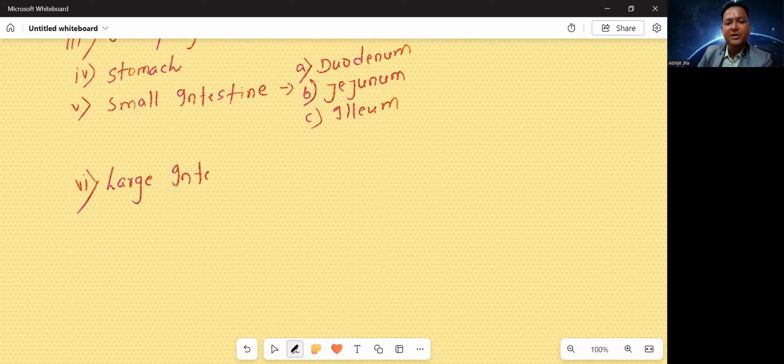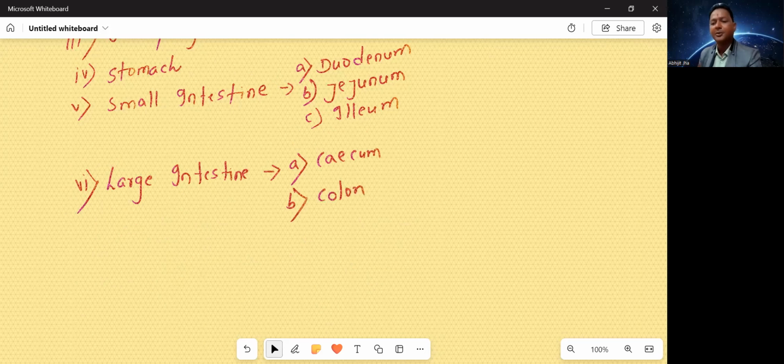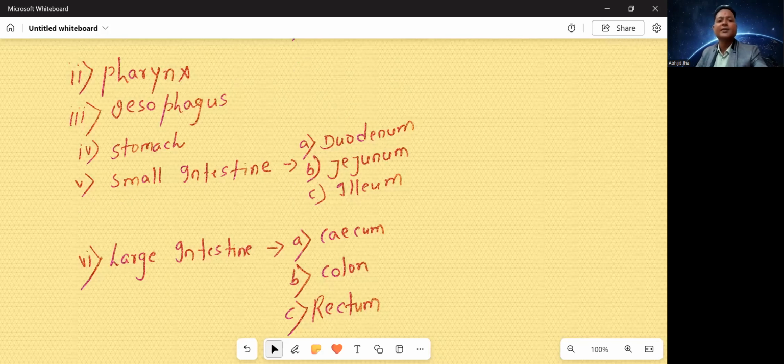The last part of the alimentary canal is known as the large intestine. This large intestine consists of the cecum. Then we have the colon, which is again of three types: ascending colon, transverse colon, and descending colon. And following the colon, we have the last part of the large intestine, known as the rectum. So dear students, these are the major parts of the human alimentary canal.